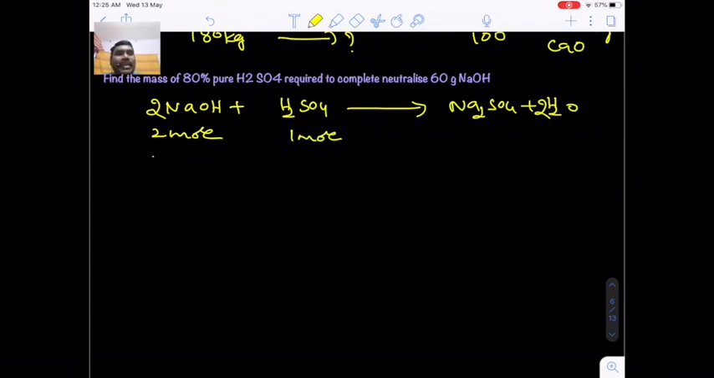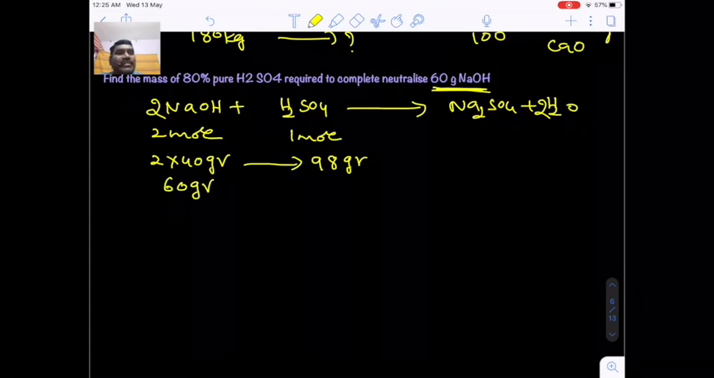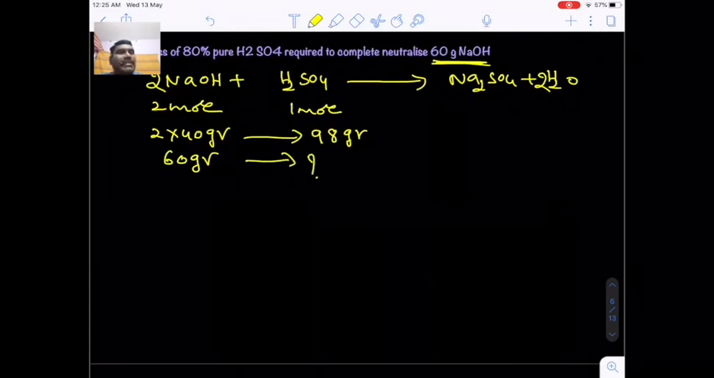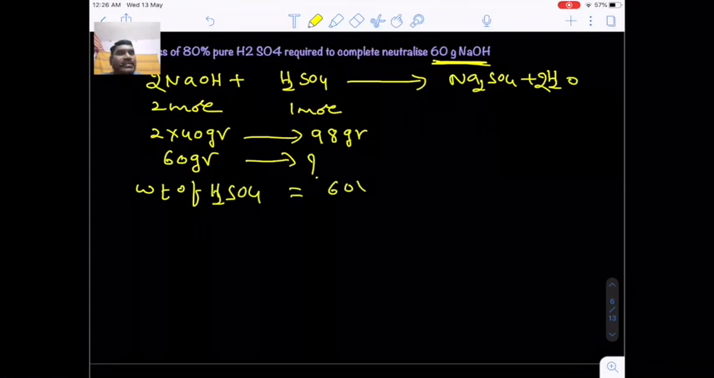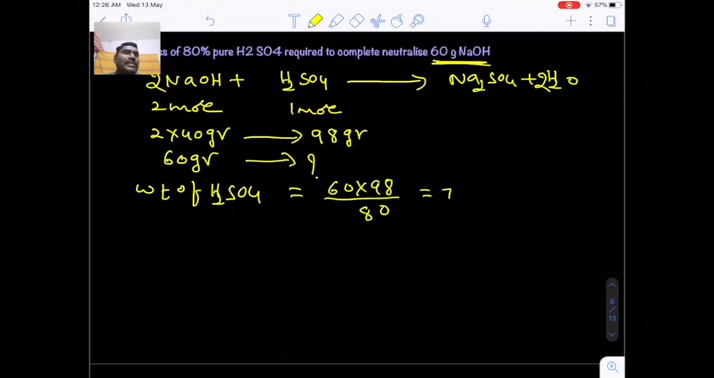Exactly. Now NaOH molar mass is 40 gram. H2SO4 molar mass will be 98 gram. Now 2 into 40, that is 80 grams of NaOH, will be required to neutralize 98 grams of sulfuric acid. But in the question, how many grams of NaOH are given to you? Only 60 gram. According to this, how many grams of sulfuric acid will be required? So we are calculating the weight of sulfuric acid, which is equal to 60 into 98 divided by 80. Now this is 73.5 grams of sulfuric acid.